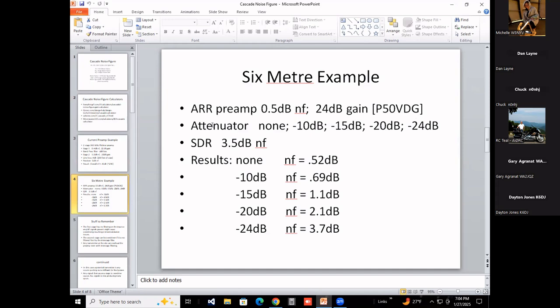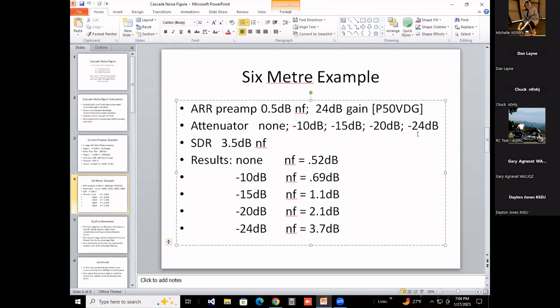And so what I'm going to do is run this equation with no attenuator following the preamplifier, then a 10 dB, 15, 20, and 24 dB attenuator after the preamp. Most often these guys want to get rid of some of the gain because they don't need the extra gain. The SDR noise figure, SDRplay or SDRSharp, is about 3.5 dB.